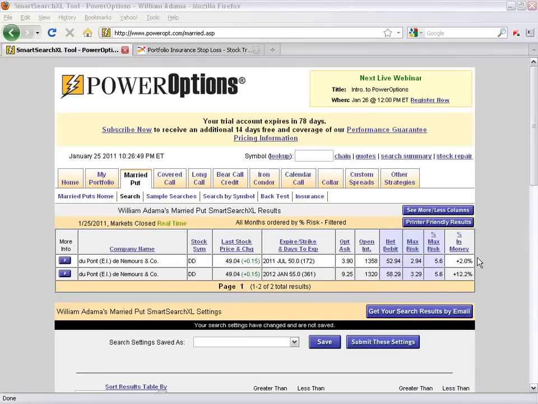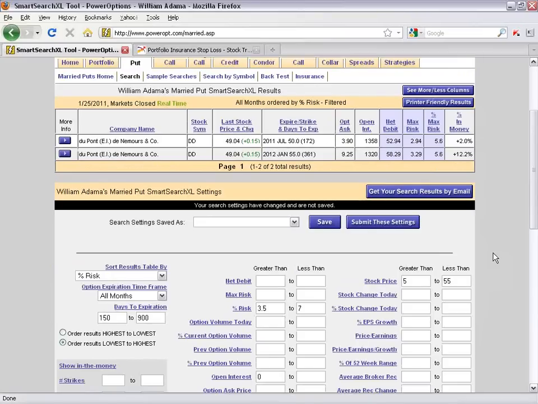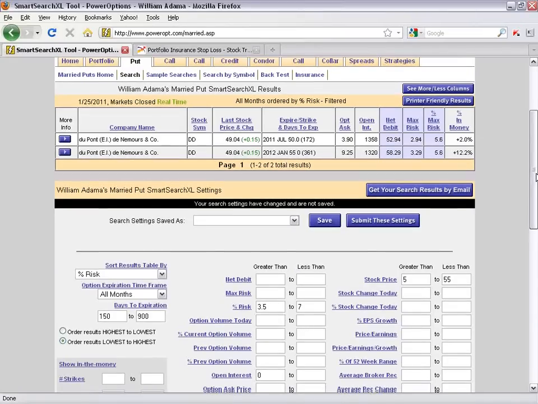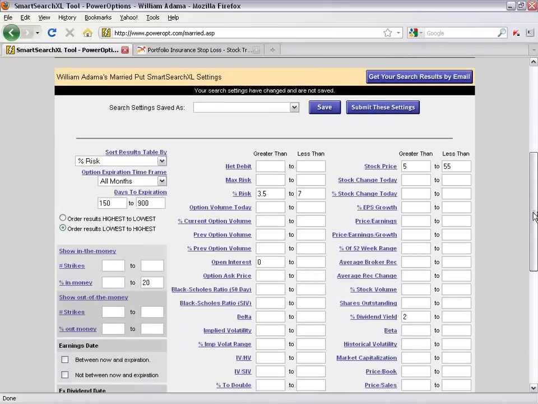Okay, I only have two results. This is the same thing that came up last week when we did a dry run of this presentation. I've got two positions on DuPont. Wow, so there's only one stock, DuPont, and there are only two different strike prices that I could potentially trade an RPM on if I'm looking at dividend-paying stocks.